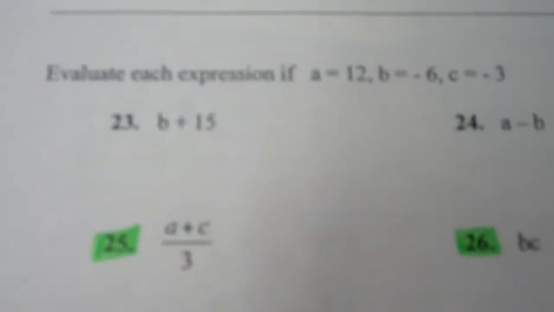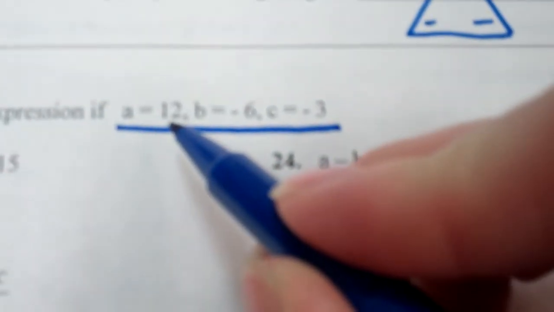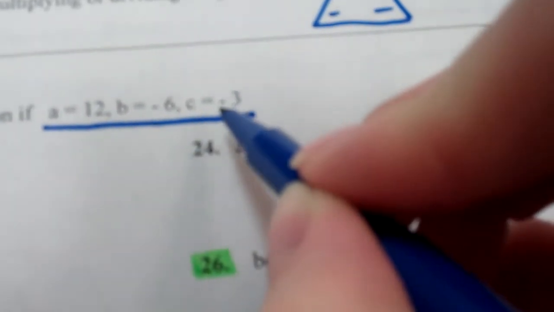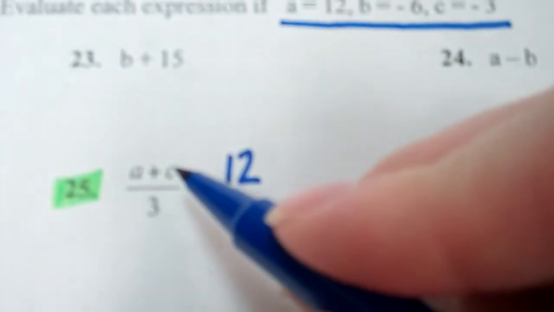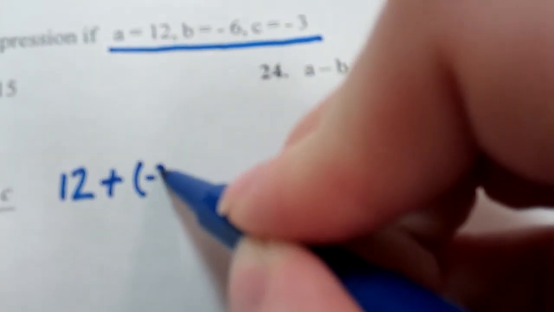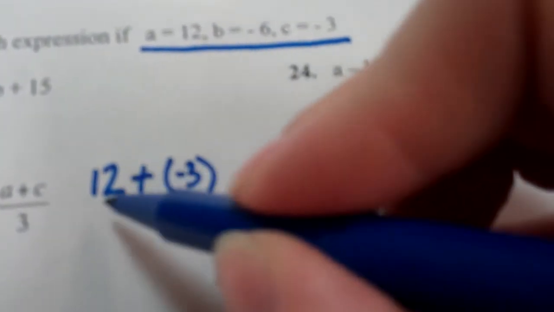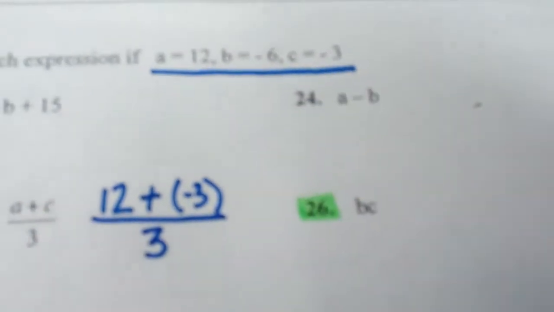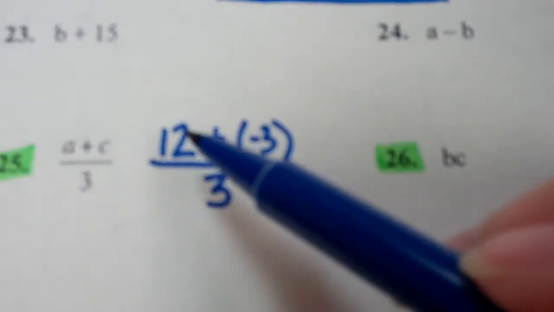The very bottom, the last two that I'm going to do for you are these: evaluate the expression if, and this is important, A equals 12, B equals -6, and C equals -3. So the first thing I'm going to do is rewrite this problem where I have A written where the A is and C written where the C is. So A was 12, I'm going to write it as 12, plus C. C was -3, so I'm going to write -3. All divided by 3.